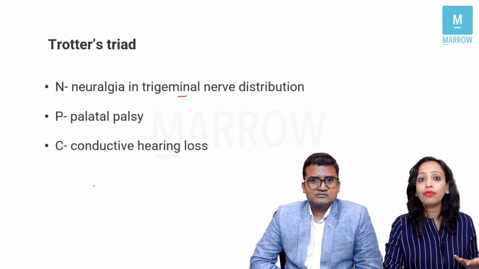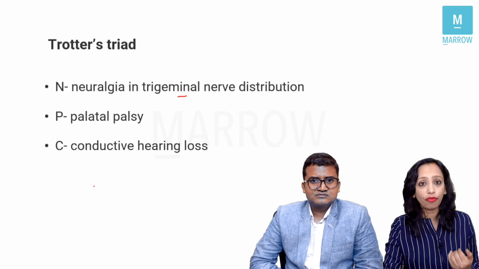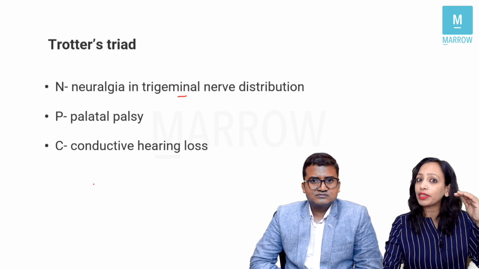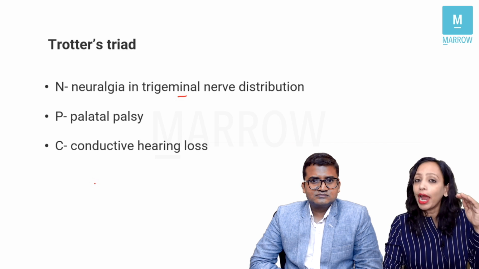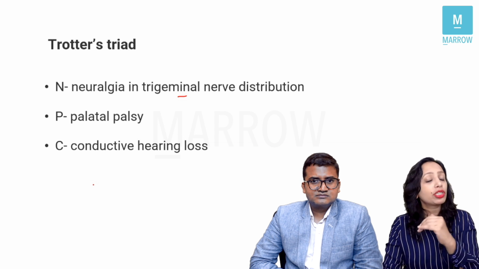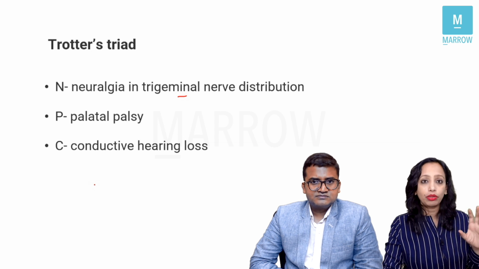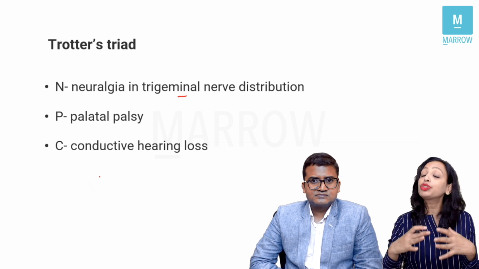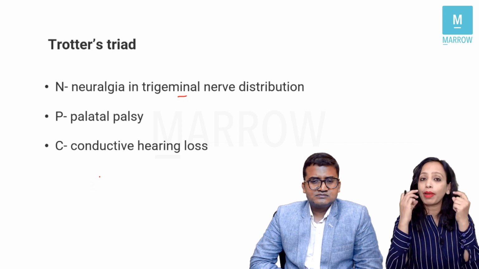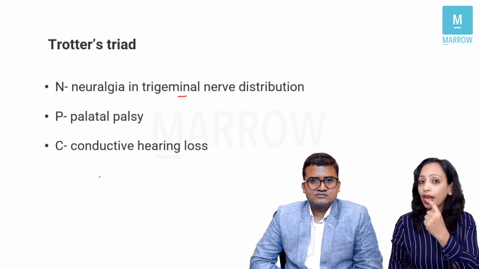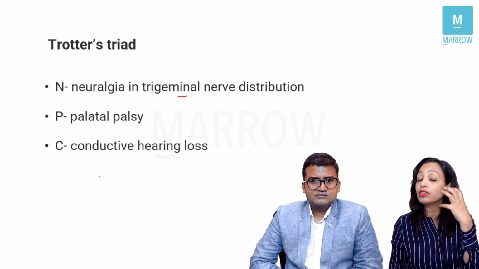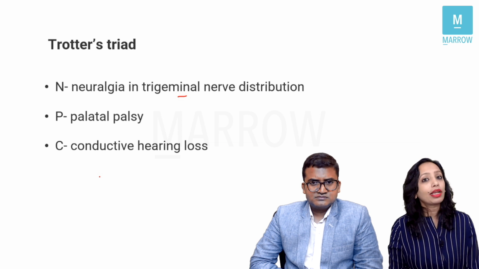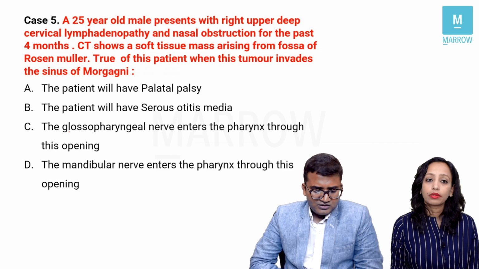So the mandibular nerve does not enter through the sinus of Morgagni, but the sinus of Morgagni is present in the base of skull area, and very near is the foramen ovale through which the mandibular nerve is coming. So there, the involvement of the mandibular nerve leads to neuralgia in the distribution of the mandibular. This is the supply of the mandibular. So there the patient will complain of neuralgia in this area. So that is what constitutes Trotter's triad.